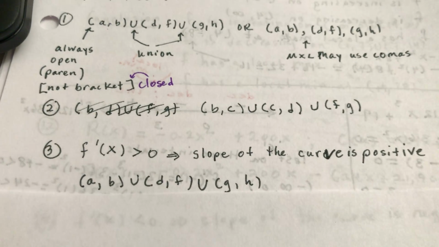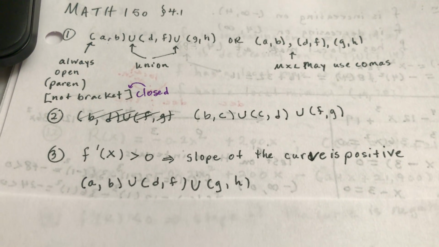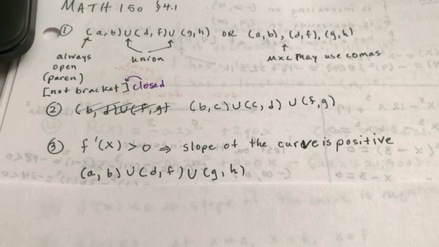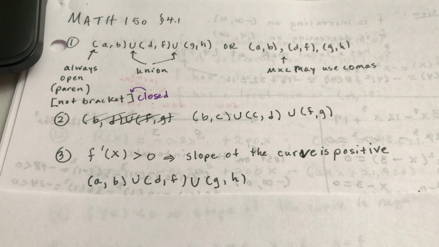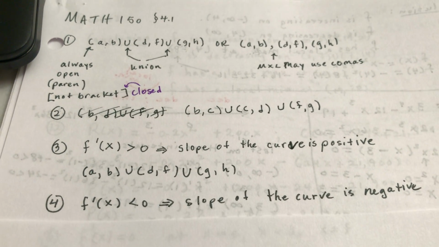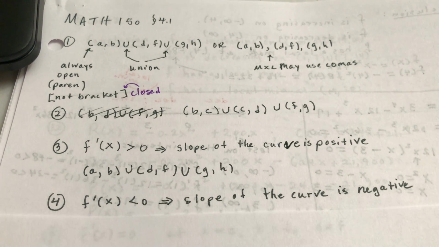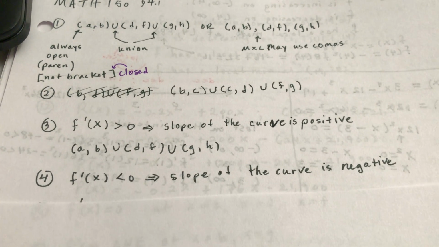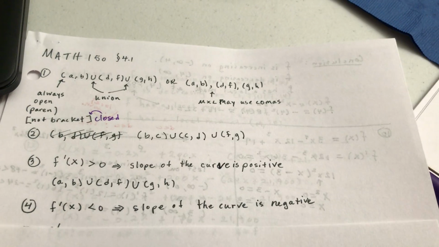And I have written that down. So f prime of x greater than 0 means the slope of the curve is positive. And it also means that the curve is increasing. So it's the same answer as A, number 1. And then number 4, it's the same answer as number 2. We're looking at the derivative being less than 0, which means negative. It means the slope of the curve is negative. It's going downhill.